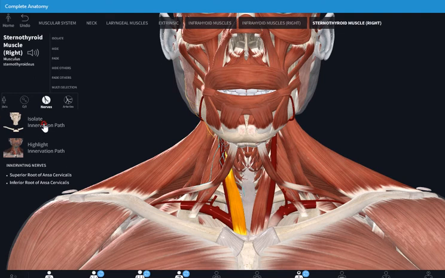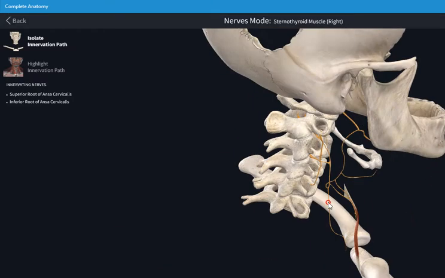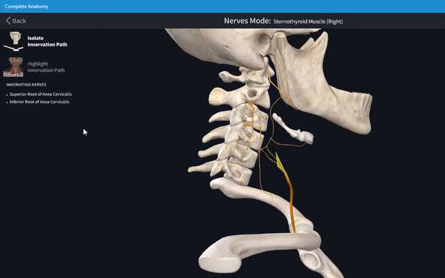You can visualize the nerve and isolate it. The nerves involved with the sternothyroid are still the superior and inferior roots of the ansa cervicalis.